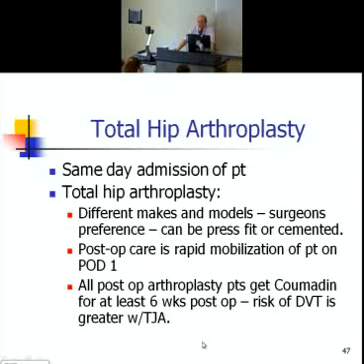Surgeons have preferences. They like to use the same model all the time because it gives them that familiarity that makes them a better surgeon. So usually the surgeons will go with one model and stick with it. So they'll always use a Johnson & Johnson or J&J, or they'll always use a DePuy or whatever. So that's the surgeon's choice.